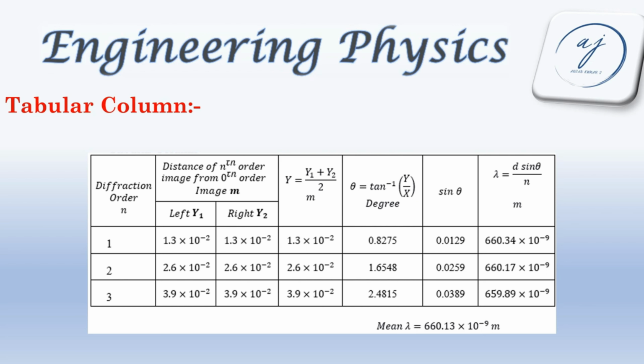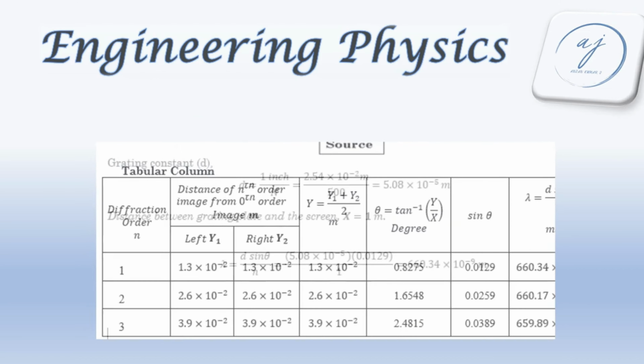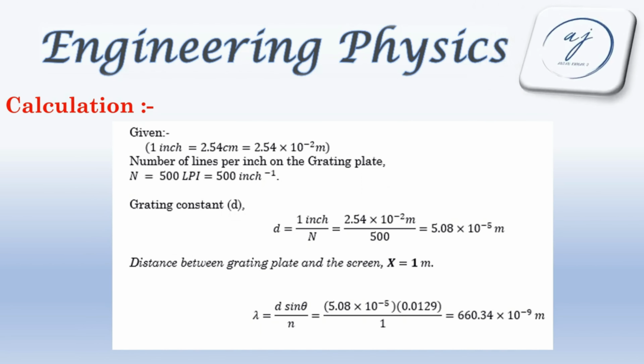Here, y is the distance between the center maxima and the nth maxima on either side of the center maxima or 0th order, where x is the distance between the screen and the grating plate, and we have fixed it equal to 1 meter. By substituting the values of y and x, we are able to calculate the angle. By making use of this angle, we will be calculating the wavelength as shown.